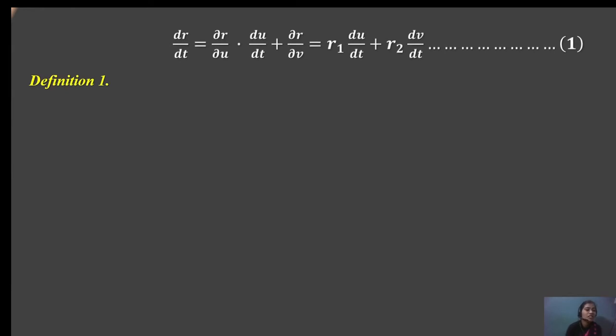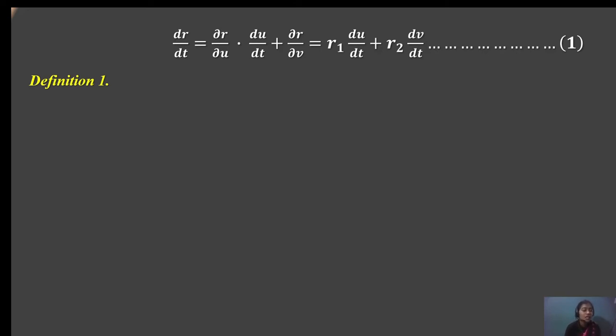Then this equation is generated: dr/dt equals del r/del u into du/dt plus del r/del v into dv/dt. You know that this equation will be considered in this form. Here d is simply a derivative and del is a partial derivative in both of the equations.